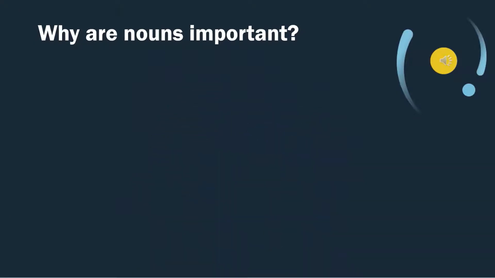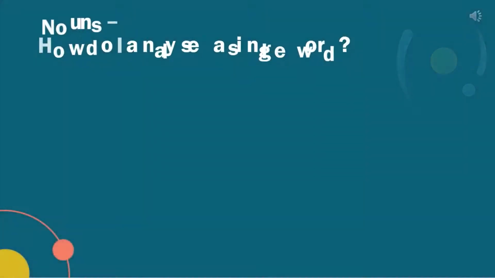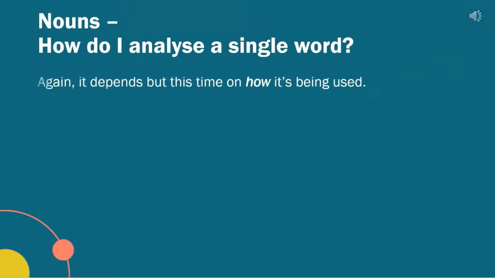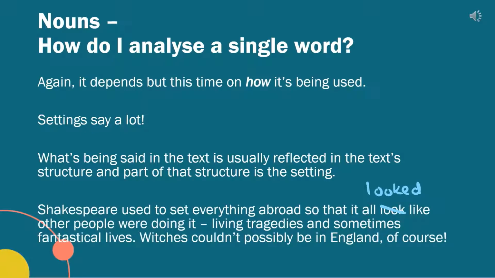So why are nouns important? Well, it depends which noun it is. Proper nouns can have some great significance within a text, particularly place names, with regards to references to places and settings. When analysing a single word, it depends how that word is being used, and settings say a lot. What's being said in the text is usually reflected in the text structure, and part of that structure is the setting. Shakespeare used to set everything abroad so that it looks like other people were doing things, living tragedies and sometimes fantastical lives. Witches couldn't possibly be in England, of course.